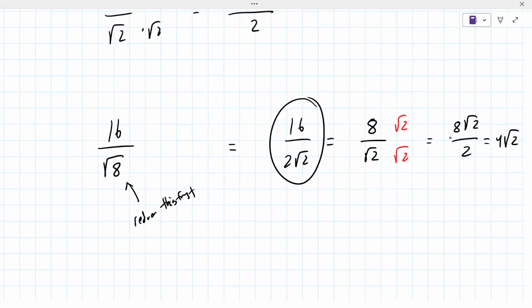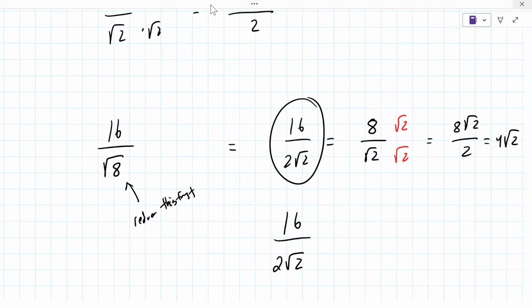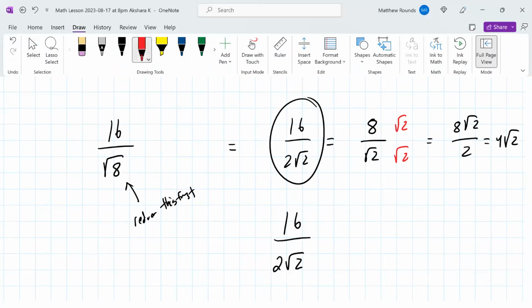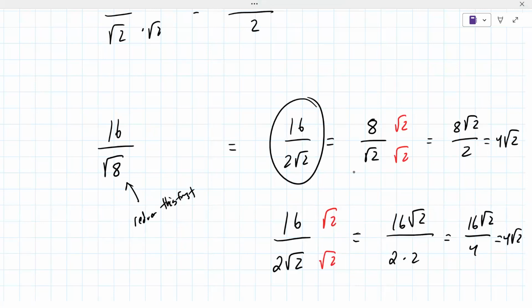So let's take this line right here, and let's say you didn't divide first, okay? Now you have to be careful. You only multiply by the root. You don't multiply by 2 root 2. While you can, you don't need to. You still only multiply by root 2. So this becomes on the top 16 root 2. On the bottom, it's 2 times 2, which is 4. And you still get 4 root 2 like that.